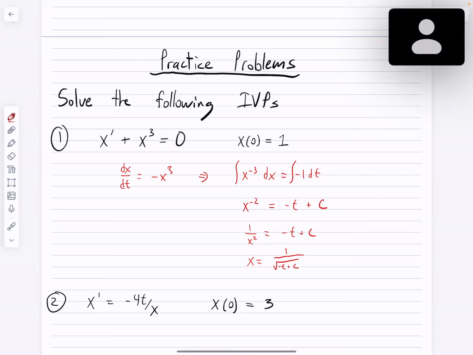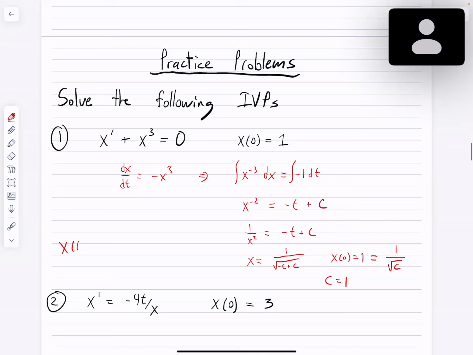And if I plug in 0, I should get 1. And so x of 0 equals 1 over square root c. So it looks like c needs to equal 1. So the final answer of this initial value problem is x of t equals 1 over square root of negative t plus c. Oh, sorry, but we got plus c. So plus 1. Plus 1, and that is the solution.